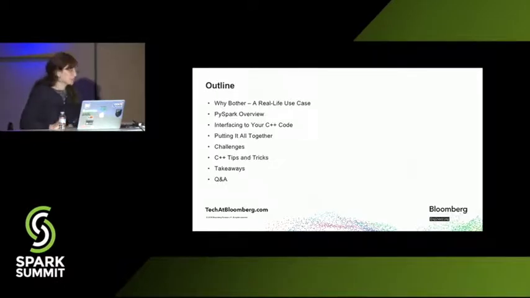So a brief outline of what we're going to cover. First, we're going to talk about why bother? Why would you ever want to integrate C++ into PySpark? So we're going to talk about a real-life use case that I encountered. Then we're going to have an overview of PySpark and how it works. And then we're going to talk about specifics on how to interface with your C++ code with some code examples. We're going to pull it all together for you with all the things you need to know to make this work. Then we're going to talk about some of the challenges and a few C++ tips and tricks to make this integration process less painful and more seamless. We're going to cover some takeaways and then a Q&A at the end. So that's a lot of bullet points, so I'll make sure to talk really, really fast to make sure we cover everything.